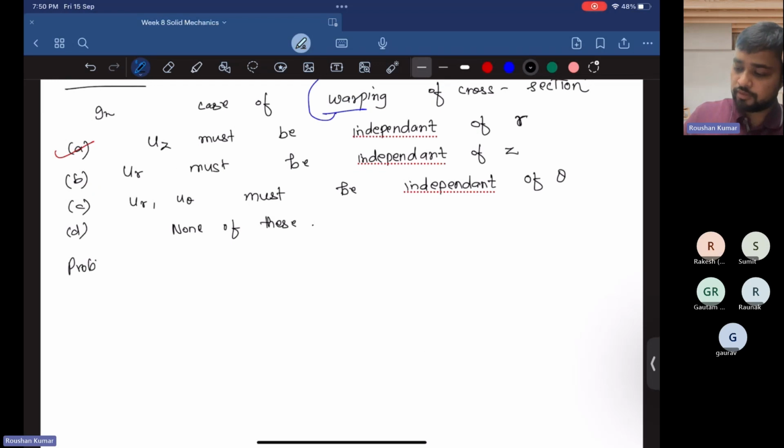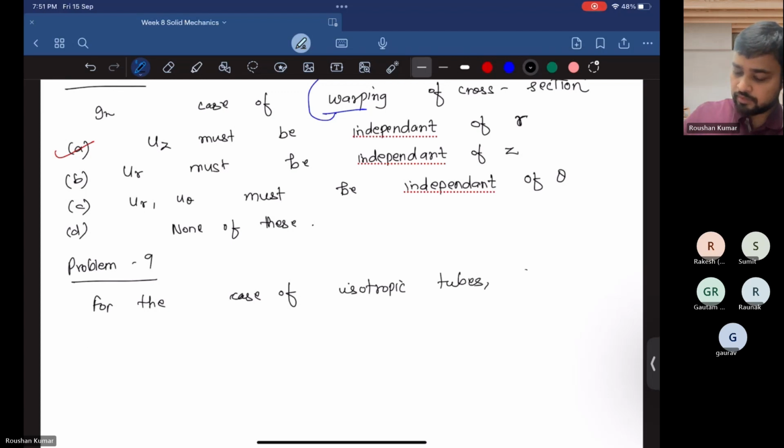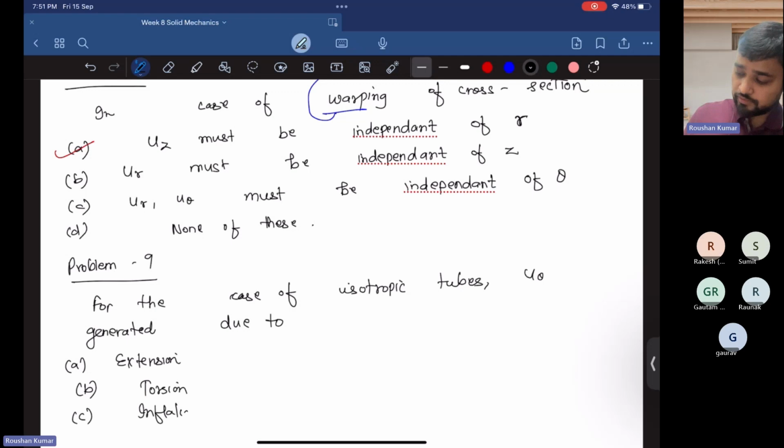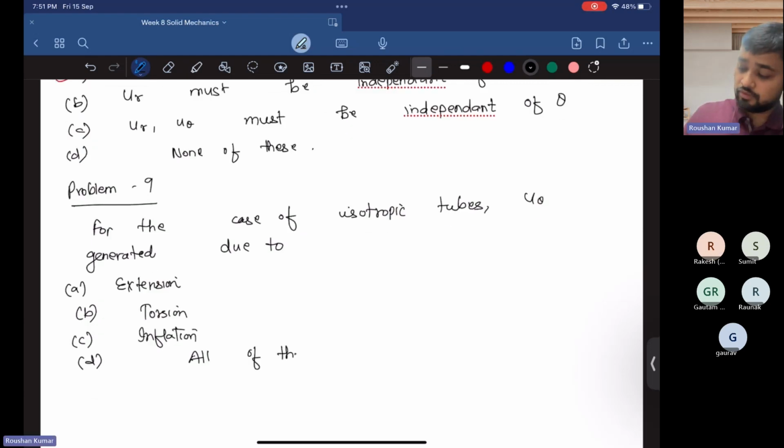Next, move on to the next problem, that is problem number 9. For the case of isotropic tubes, u theta is generated due to, the first option is extension, the second option is torsion, the third option is inflation, and the fourth option is none of these, all of these.